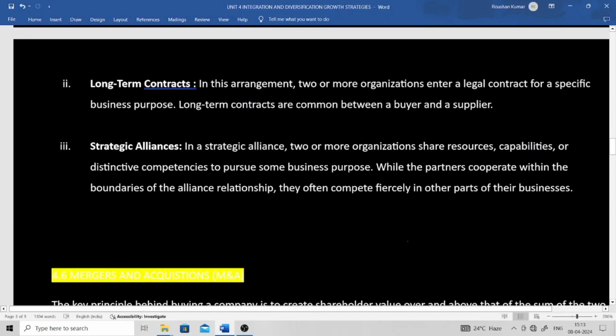Two or more organizations share resources and capabilities to pursue some business purpose, in one market but compete with each other in other markets.